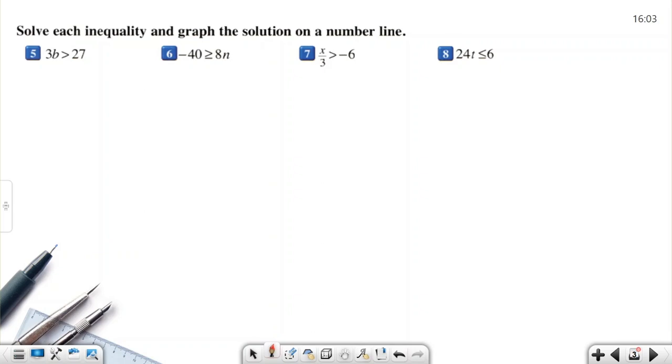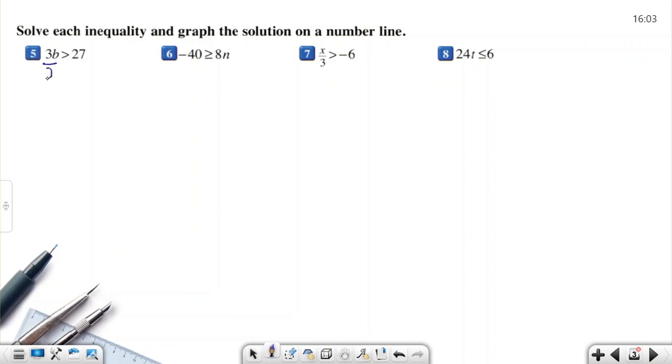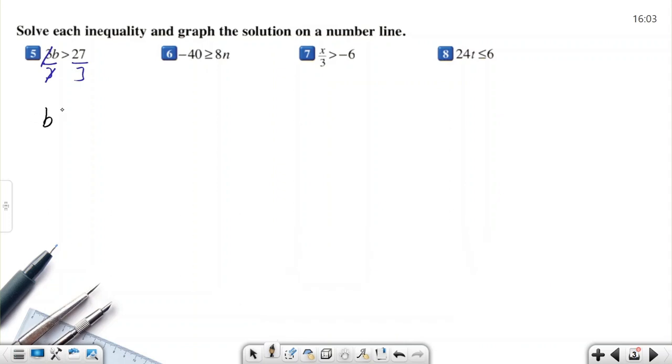This time I'm not going to add or subtract, because as you see there's no constant number. These are coefficients. There's a coefficient of 3 here. So let's see how we can solve it. 3 times b is greater than 27. If I divide both sides by 3, 3 divided by 3 is 1, and 1 times b makes b. So b is greater than 27 divided by 3, which is 9. b is greater than 9.